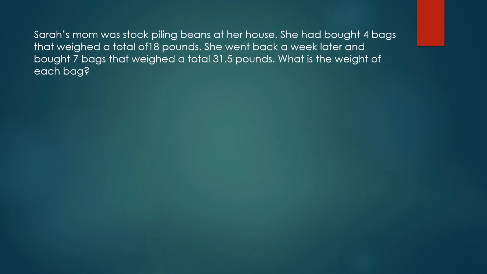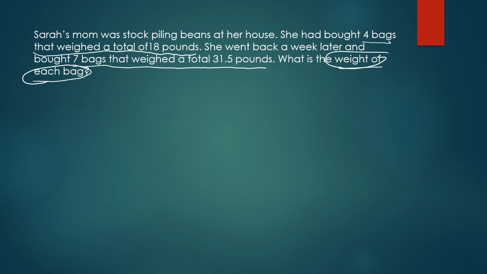Alright, so here's another direct variation problem. Go ahead and pause the video, see if you can solve it yourself. Please read the question carefully and see if we come down to the same conclusion or answer. So go ahead and hit pause. So the first thing I'm doing is going to read it. Sarah's mom was stockpiling beans at the house. She had bought 4 bags of beans that weighed a total of 18 pounds. She went back a week later and bought 7 bags that weighed 31.5 pounds. What is the weight of each bag?